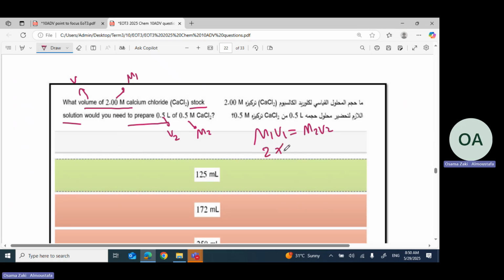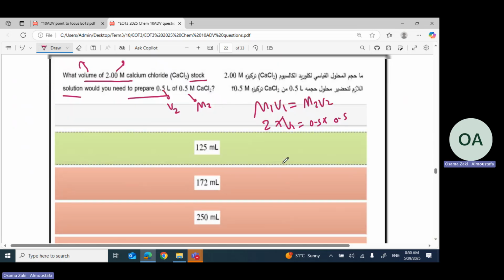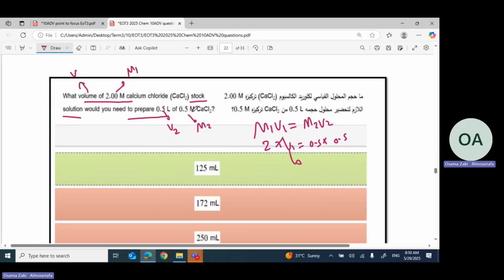M1 is 2, times V1, we don't know V1, equals M2, which is 0.5, times V2, which is 0.5 also, so we can find the volume. Okay, but be careful, the volume will be in what? Look here, in liters, right? So the volume will be in liter. So you have to convert it to what? So you get the answer 0.125 liter. So how to convert it back to milliliter? Just multiply it by 1000. You can get it in milliliter.